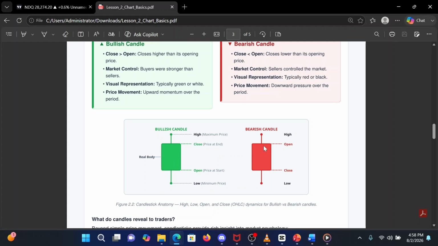So the bear candle, we said it closes lower than it opens. So it opens here, which is the starting point, and then it goes higher, which is the highest price point it reaches, comes lower, which is the minimum price level it reaches, and then closes here.